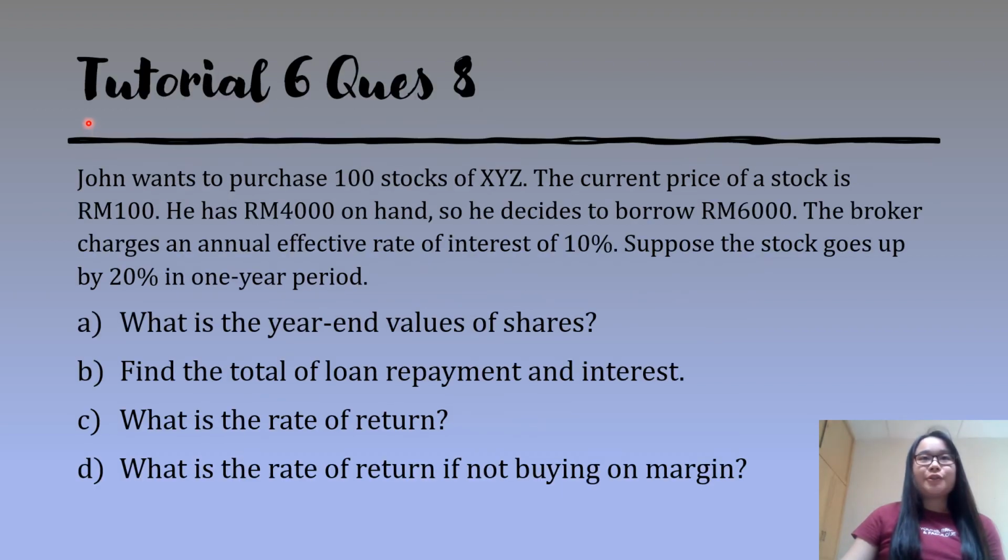So let's discuss tutorial 6 question 8. John purchased 100 stocks and the price is 100. So the equity is 4,000. He borrows 6,000, so the liability is 6,000. The broker charges an annual effective rate of interest of 10% and the growth rate of the stock is 20%. We need to solve this question, which we will look at on the next slides.